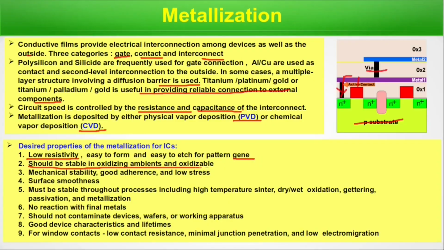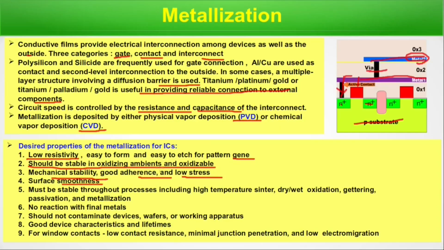Should be stable in oxidizing ambient and oxidizable. Mechanical stability, good adherence and low stress. Surface smoothness is also required. Mechanical stability is important because it's not that only one layer is deposited; then again the same cycles are repeated. Multiple cycles are repeated. We have discussed this in the first episode of Interconnect series also. You can watch that. First, this metal layer is formed. Then next, this metal layer is formed. While this metal 2 layer is forming, if we select such a material that cannot handle this high temperature, that will not work. This metal must be deposited, and even after multiple thermal cycles, it will remain the same.